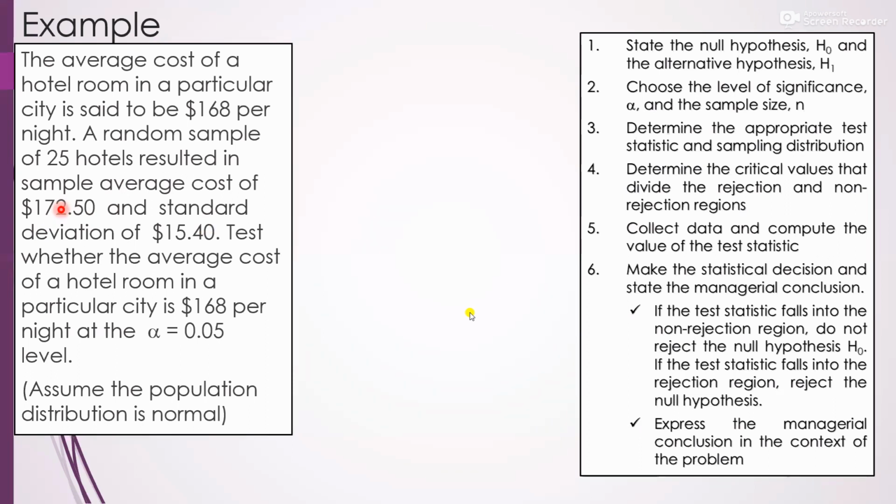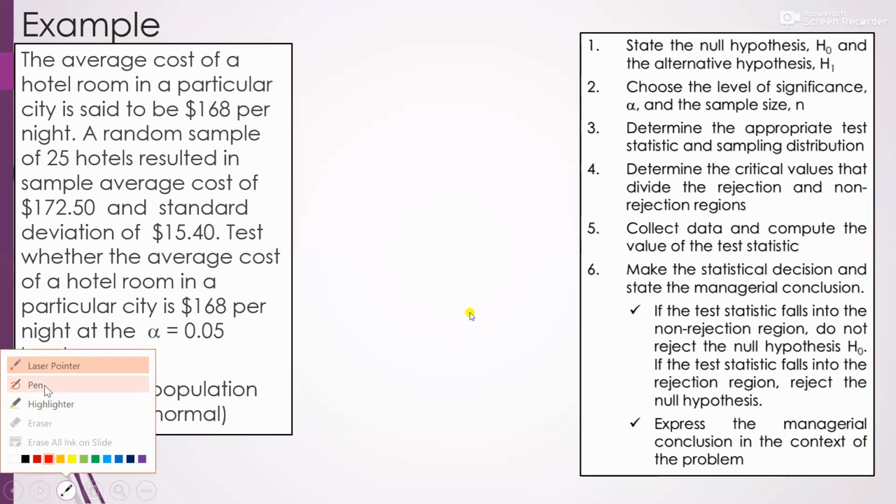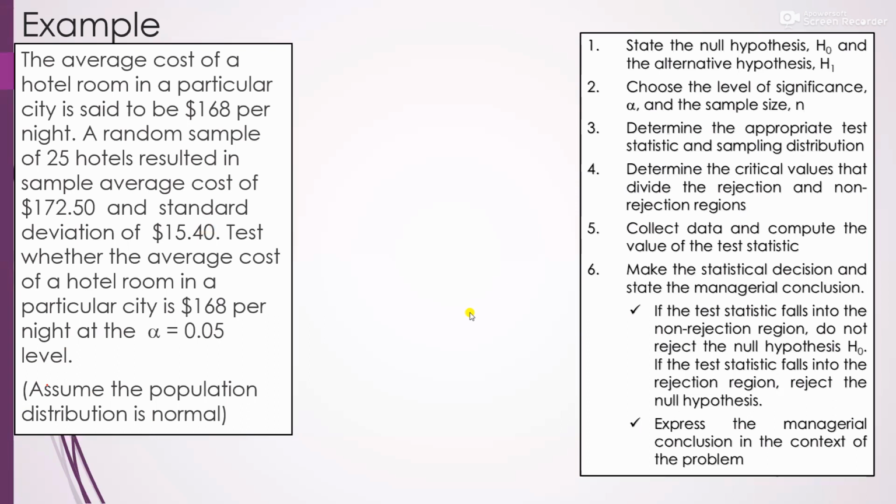Right. So now step 1, we have to identify the parameter and define what the parameter is, and form the null and alternative hypothesis. So first we are defining our parameter as the population mean. That is denoted by mu.